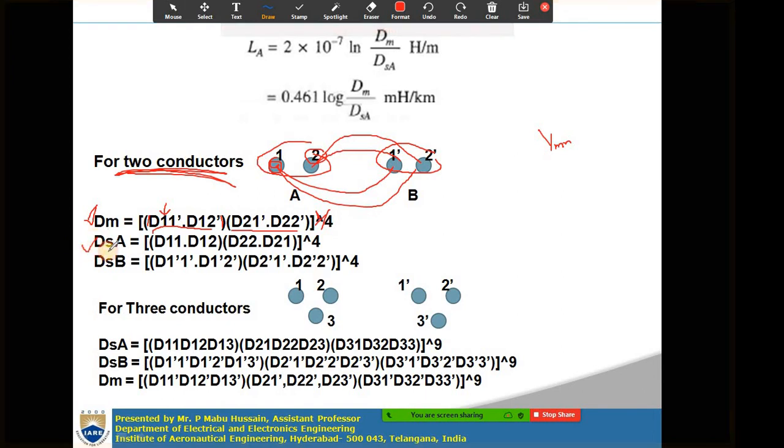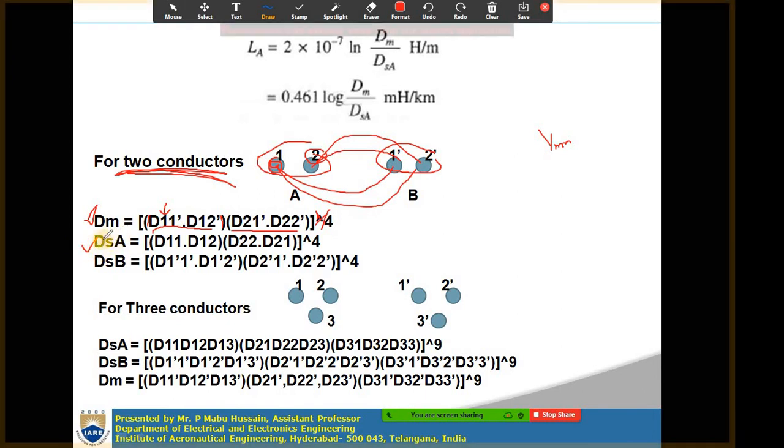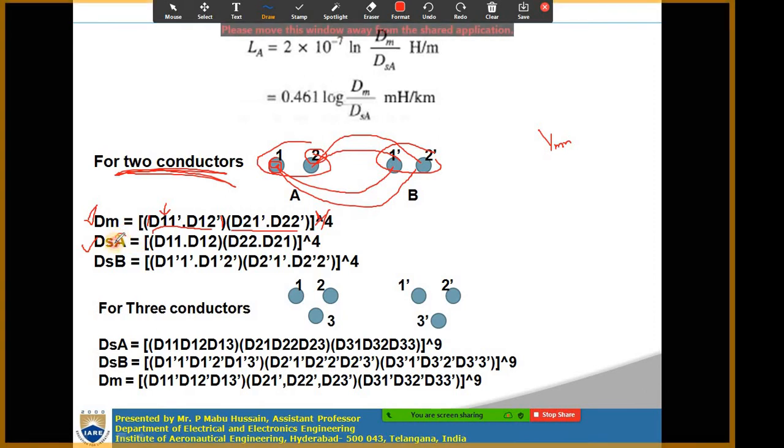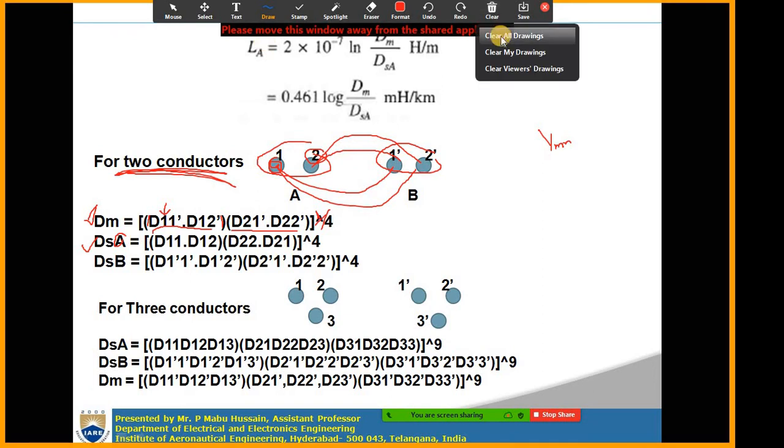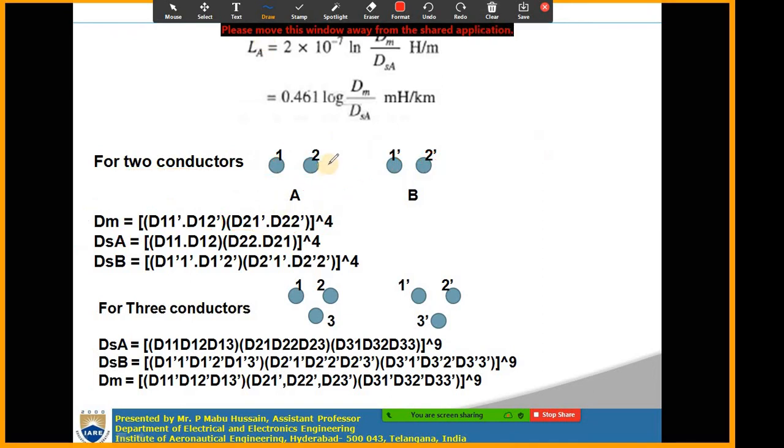So, now if you write self GMD, then you have to consider only conductor A and take the product of all the distances of that conductor. Only you have to consider this conductor. First you consider the first conductor, then you write the product of all the terms.